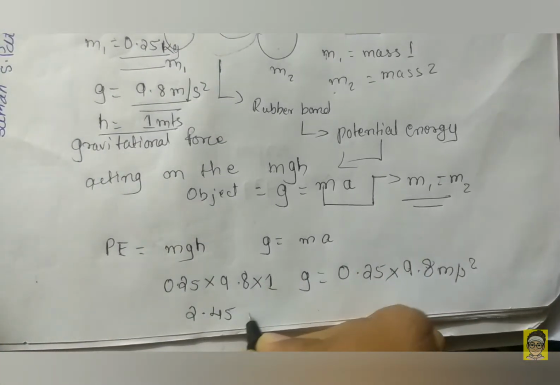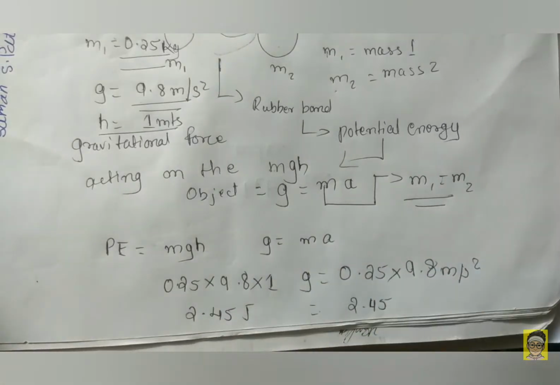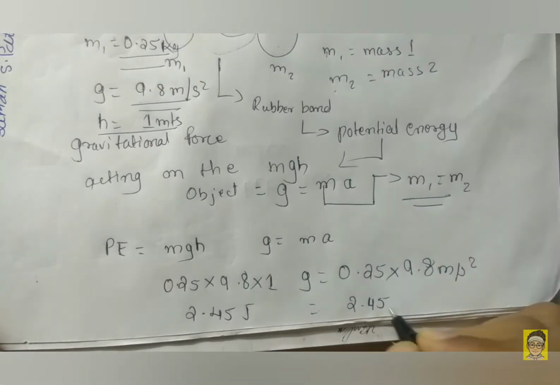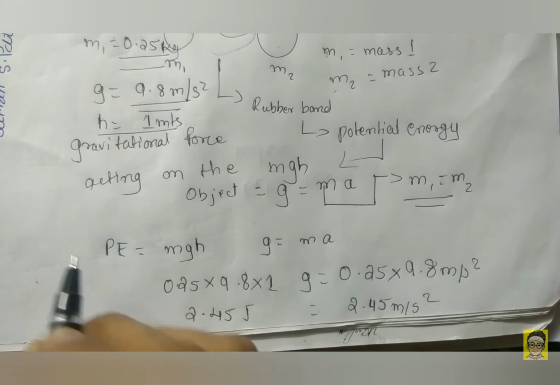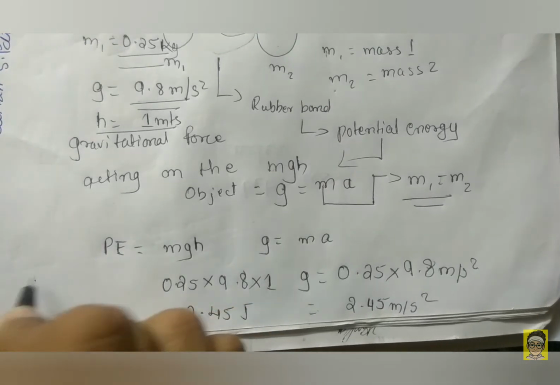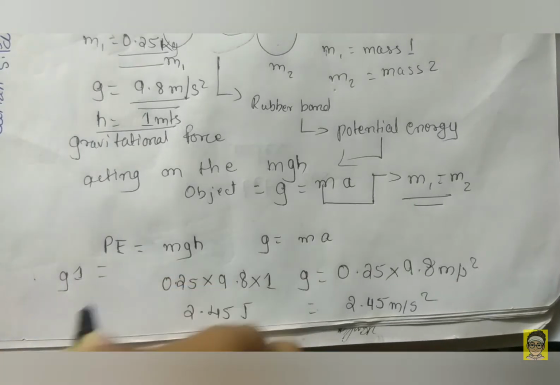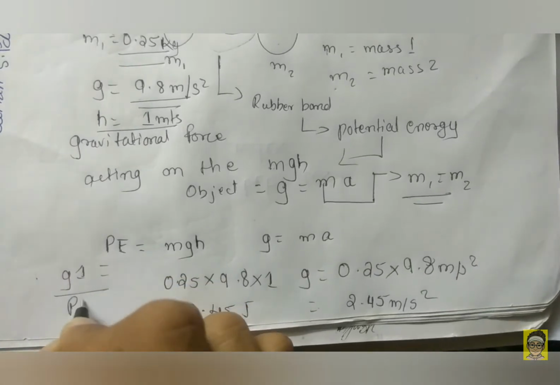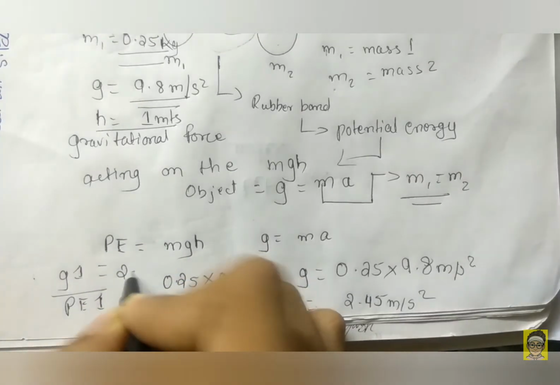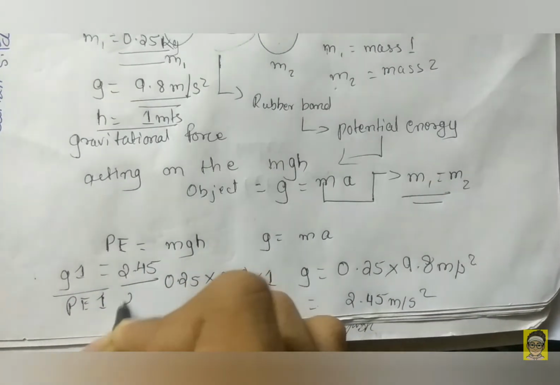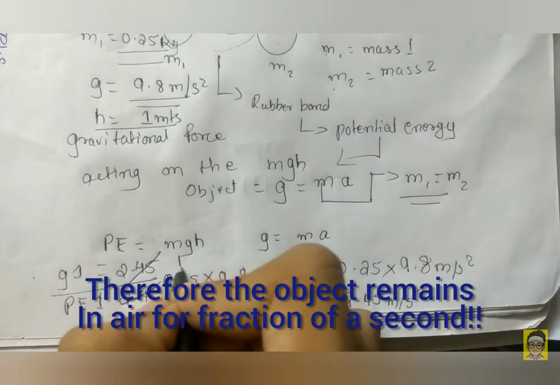So now it's clear that both the values are similar. So what does this indicate? We are going to divide them to understand the forces are equal to 1. So what I'm going to do here is divide 2.45, that's gravitational G1, by P1. So it's 2.45 by 2.45. So 1 denotes the forces acting are equal. You can see that it's 1.